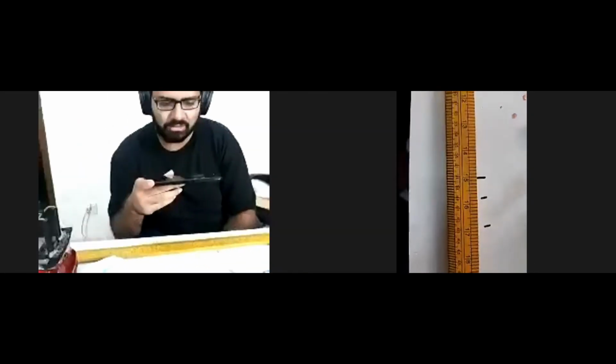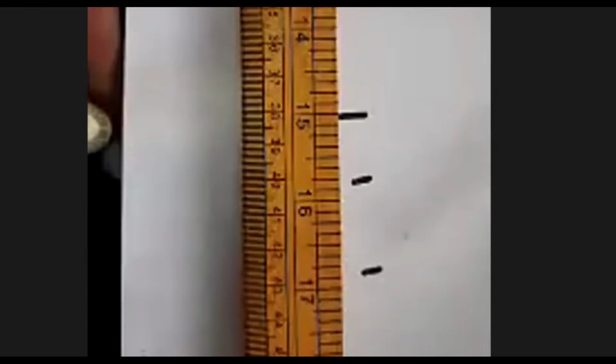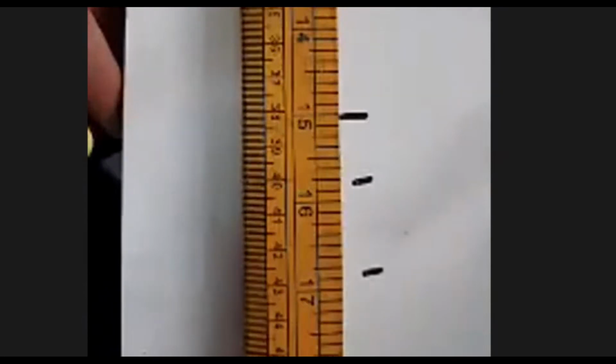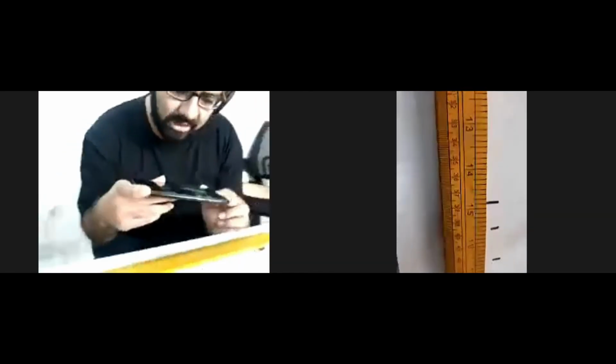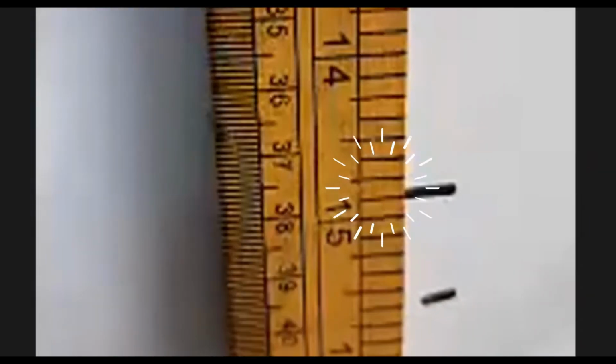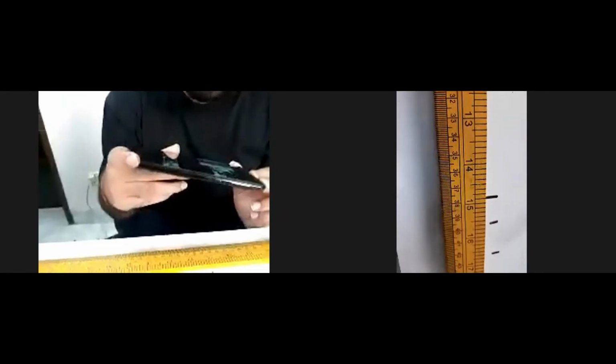So if you see Monmoy's camera, you'll see that my cell phone is directly perpendicularly above the 15 centimeter mark. Exactly straight up. Do you guys see that? And that's how you should take readings. This is what happens when you take it at an angle. What's the reading now? 14.9. Undisputedly 14.9. Right?